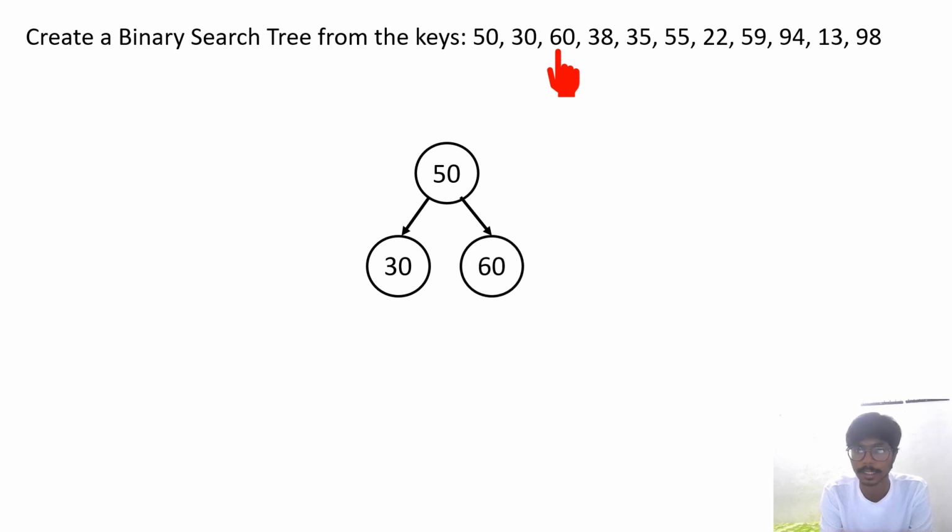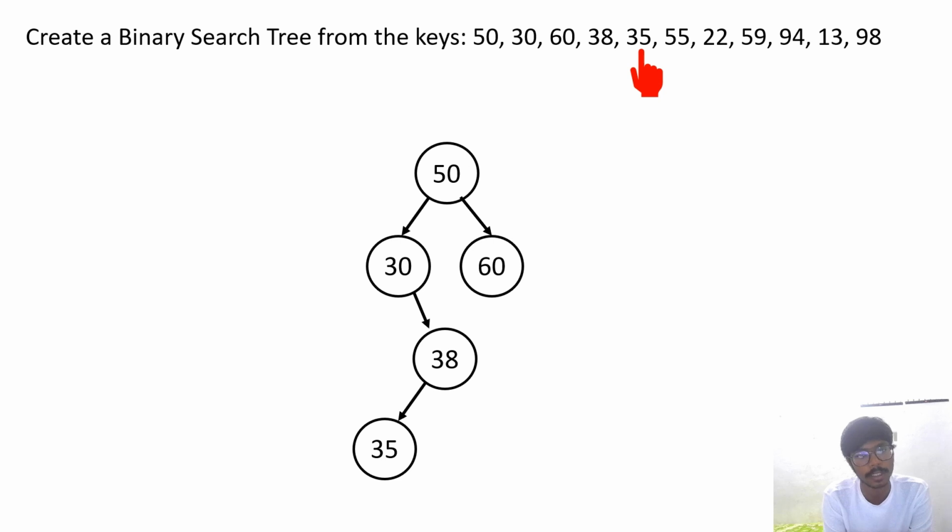The next value is 38. We compare it from the root node. 38 is smaller than 50, and when we compare with 30, it is greater than 30, so it will go towards the right of the 30 node. Then 35. We compare with 50, it is smaller than that, so it will go left. It is greater than 30, it will go right. And it is smaller than 38, so it will go left.